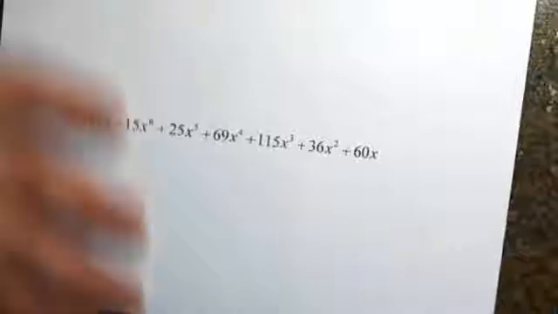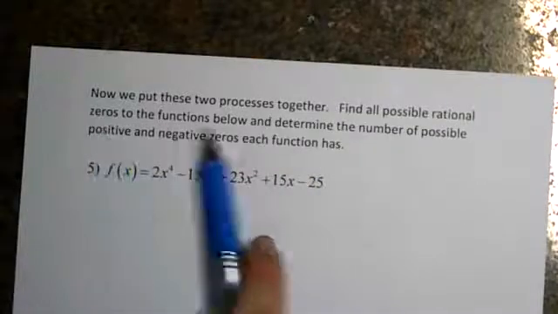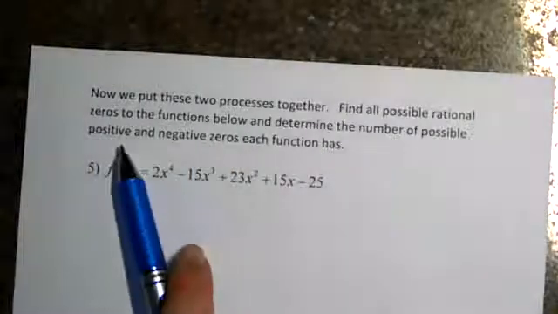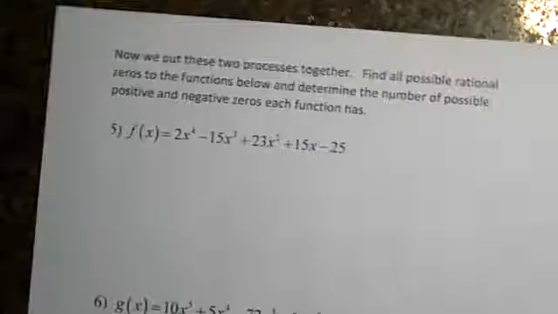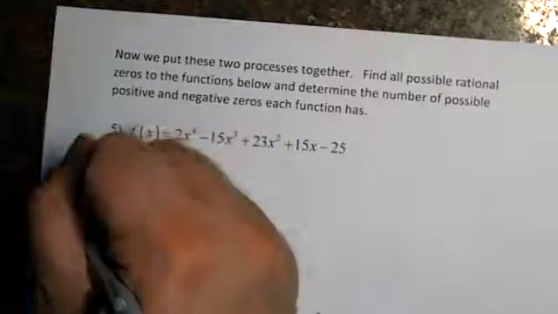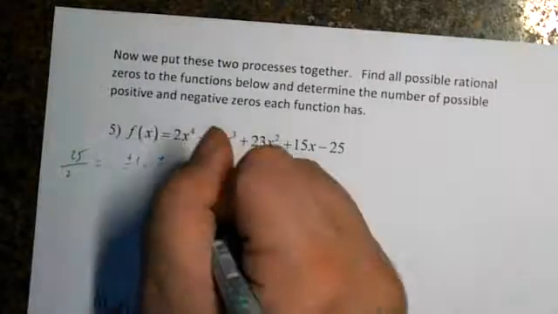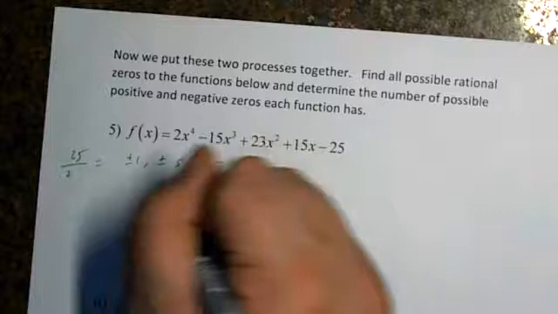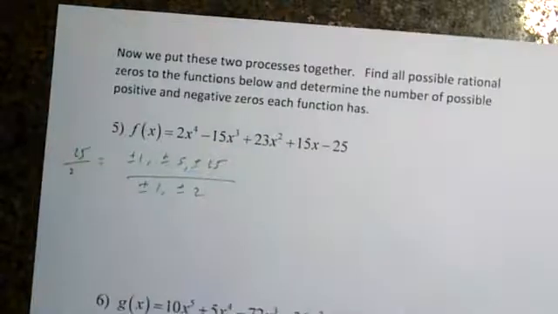All right. Let's put the two processes together and find all possible rational zeros of the functions below and determine the number of possible positive and negative zeros each function has. Okay, so we're doing it both at once here. So I need the factors of 25 over the factors of 2. And that's plus or minus 1, plus or minus 5, plus or minus 25. And factors of 2, plus or minus 1, plus or minus 2.